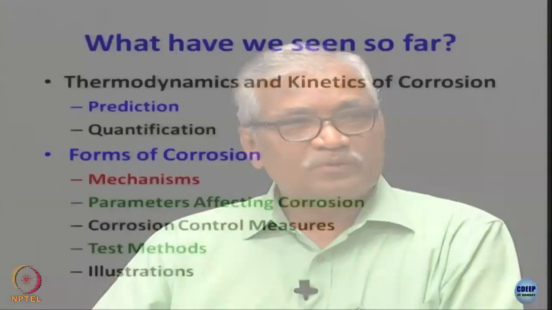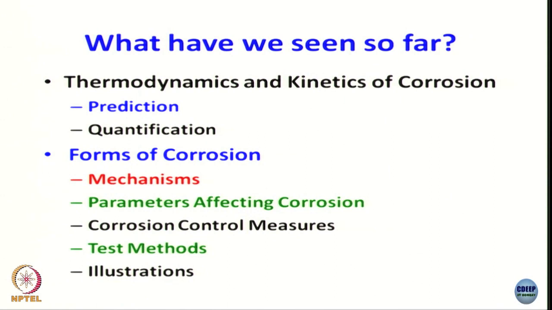Having understood how we can look at the prediction and the quantification of corrosion, we looked at the various forms of corrosion as applicable to industries. We looked at the various forms of corrosion from the point of view of industrial applications only, and we classify them as various forms of corrosion, primarily because the way you control corrosion would be different depending upon the mechanism of corrosion we talk about.